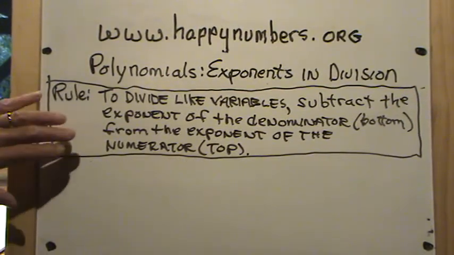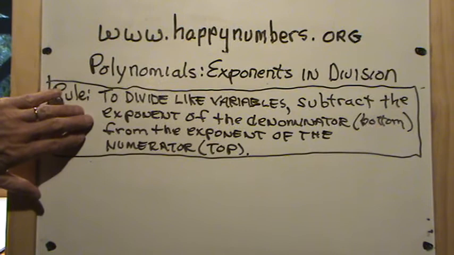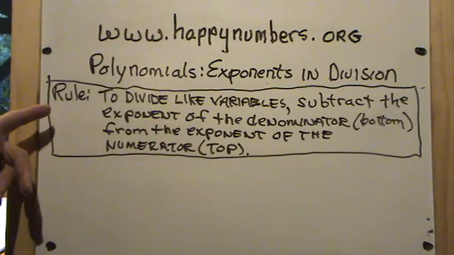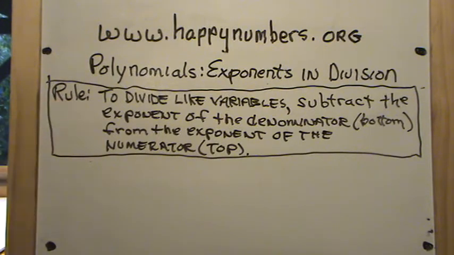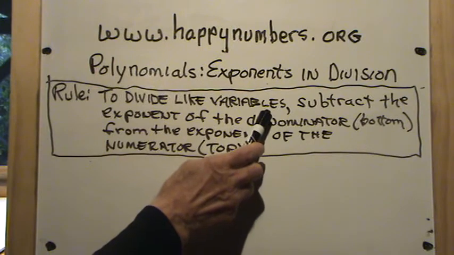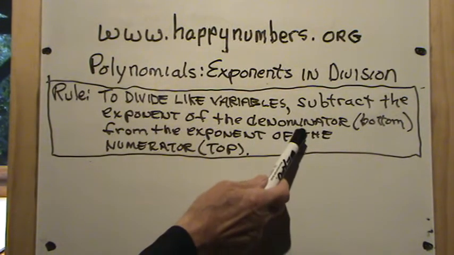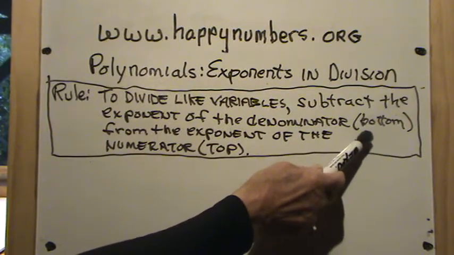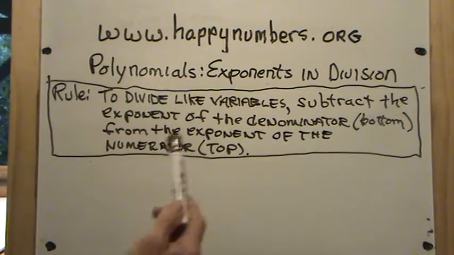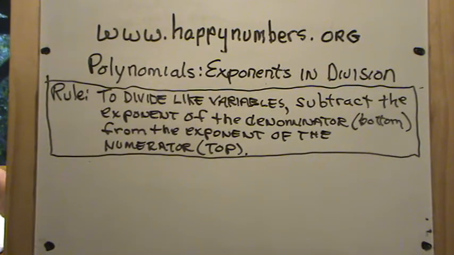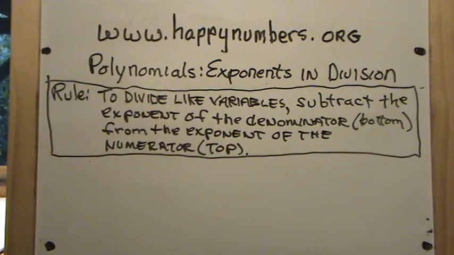So here is a rule, and I'll read it to you, then I want you to put your video or DVD on pause, copy this rule down, and then I'll explain it to you. It says, rule: to divide like variables, subtract the exponent of the denominator, or the bottom part of the fraction, from the exponent of the numerator, or the top part. Put your video on pause, copy that rule in your notebook, and then turn it back on, and then we'll talk about this.